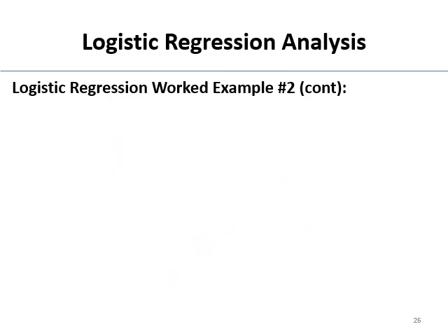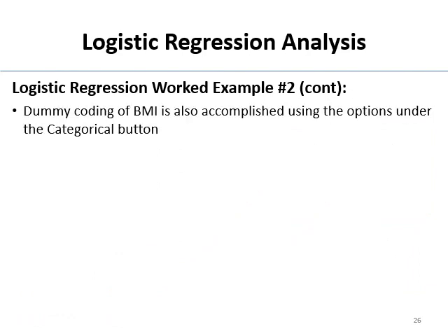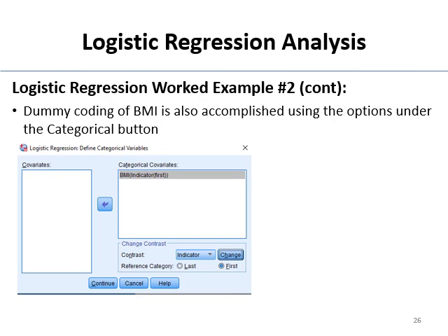Good, that makes sense. But let's go ahead and do the logistic regression anyway, so you can juxtapose chi-square, which you kind of understand, to what comes out of this logistic regression. Like, we wouldn't expect this thing to be statistically significant, right? Okay, so the dummy coding of BMI is also accomplished using the options under that categorical button. So I've just kind of skipped here. I'm showing you BMI, and I've chosen first as the comparison group.